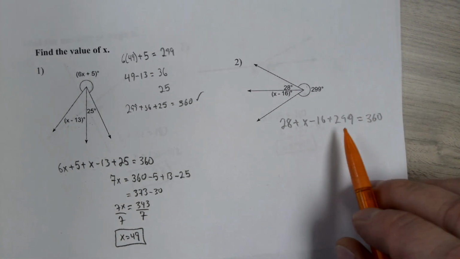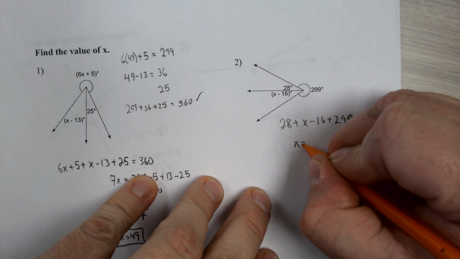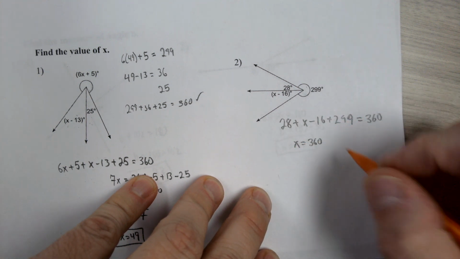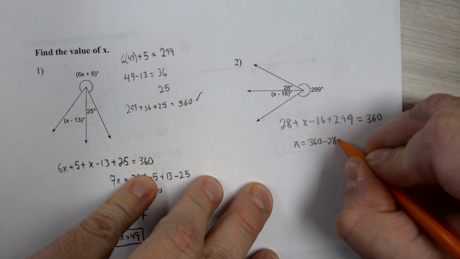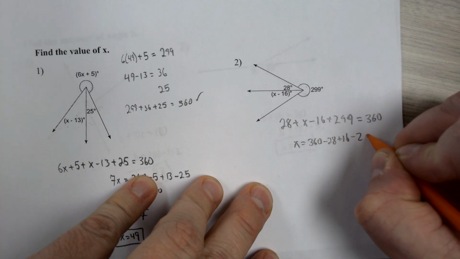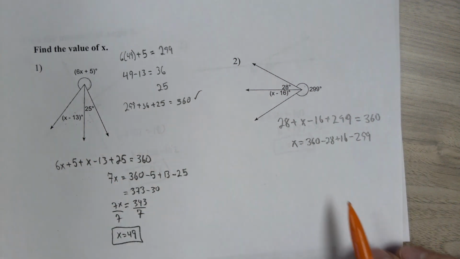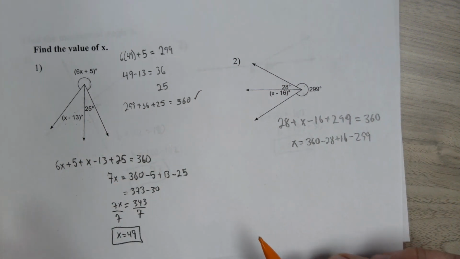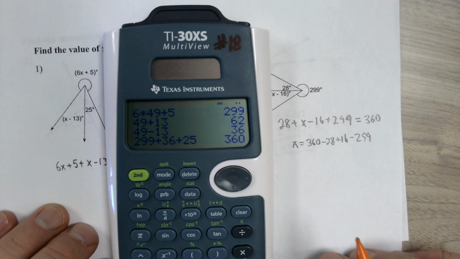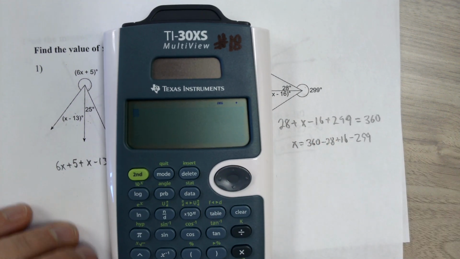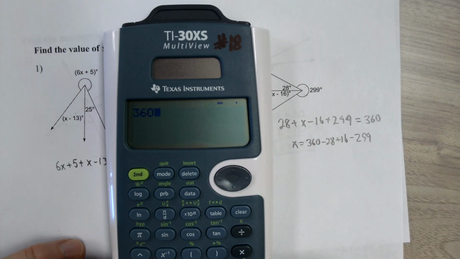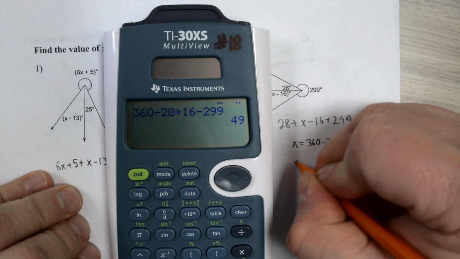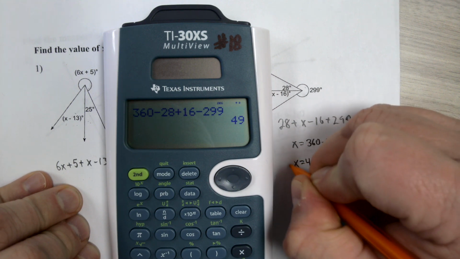There's only one x term here, so I'm going to leave it, and I'm going to move all the other ones over to the other side. So this would be a negative 28, a positive 16, and a negative 299. And we can use that then to figure out the value for x. So I'm going to do 360 minus the 28 plus the 16 minus the 299, and we're going to get x equals 49.